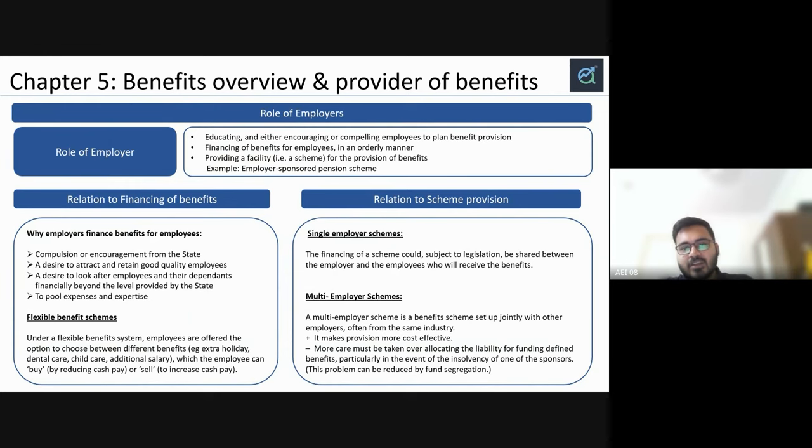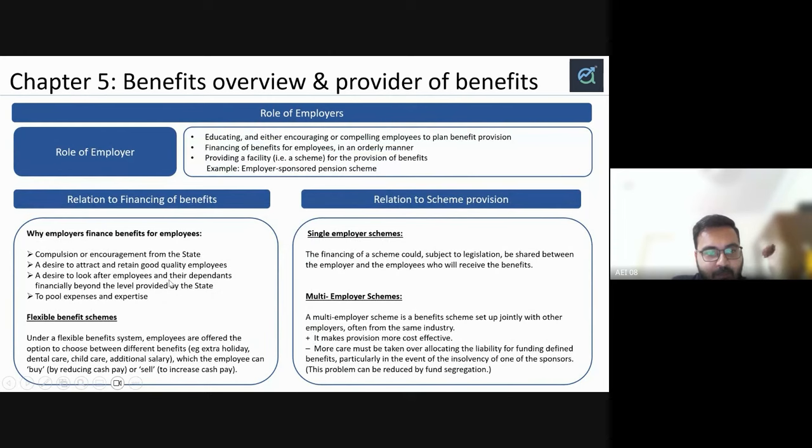The role of the employer should be clear. The role of your government scheme should be absolutely clear. Now, in relation to financing of benefits, these are not points covered in the book separately, but these are things you need to remember very thoroughly, because questions may directly or indirectly come from here.